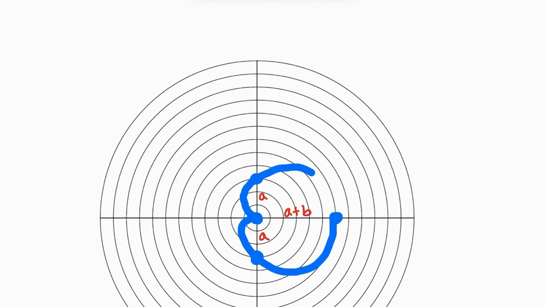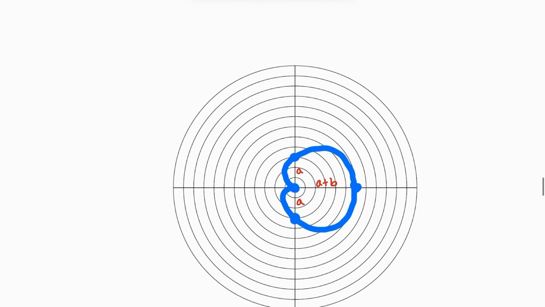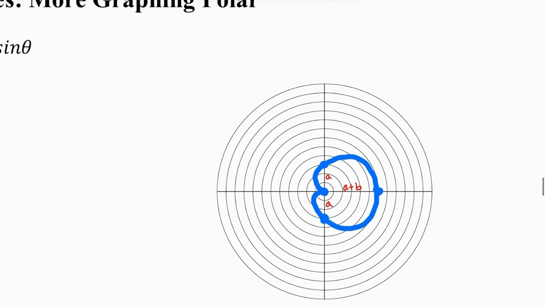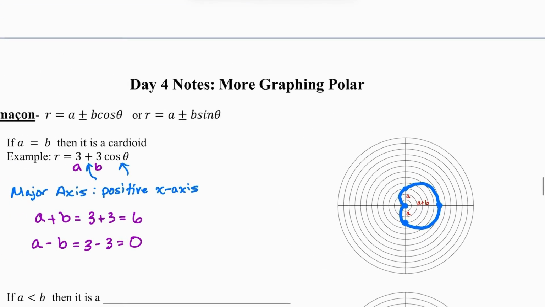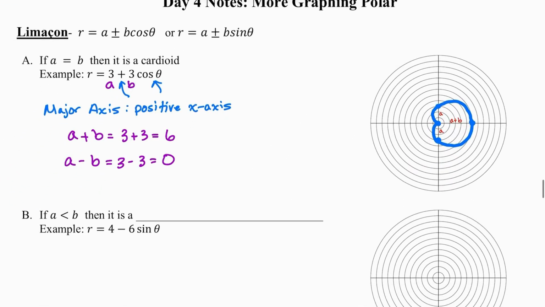So there's your cardioid. Looks something like that. Again, just trying to make sure it's nice and round. I'm going to fix this left-hand side because I'm not too much of a fan of how that looked. Oh, that's probably about the same, but there's your cardioid. That's what a cardioid looks like.